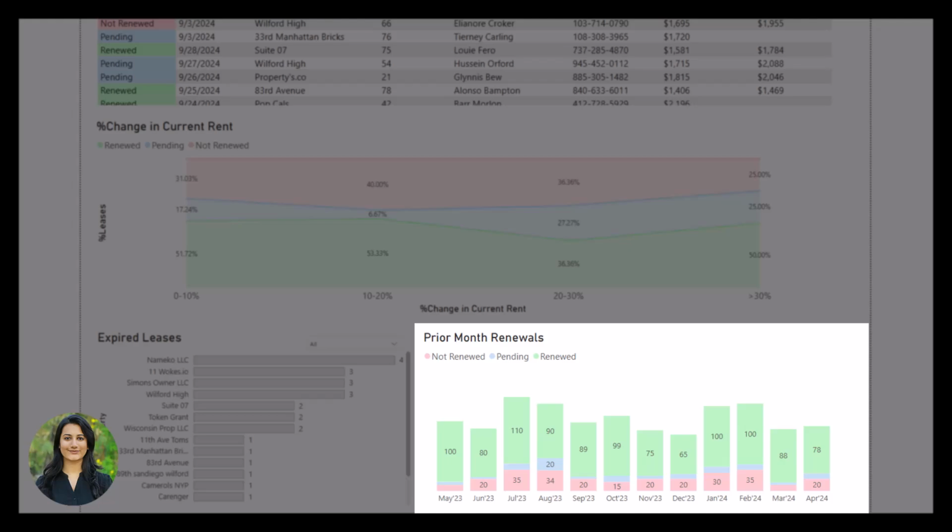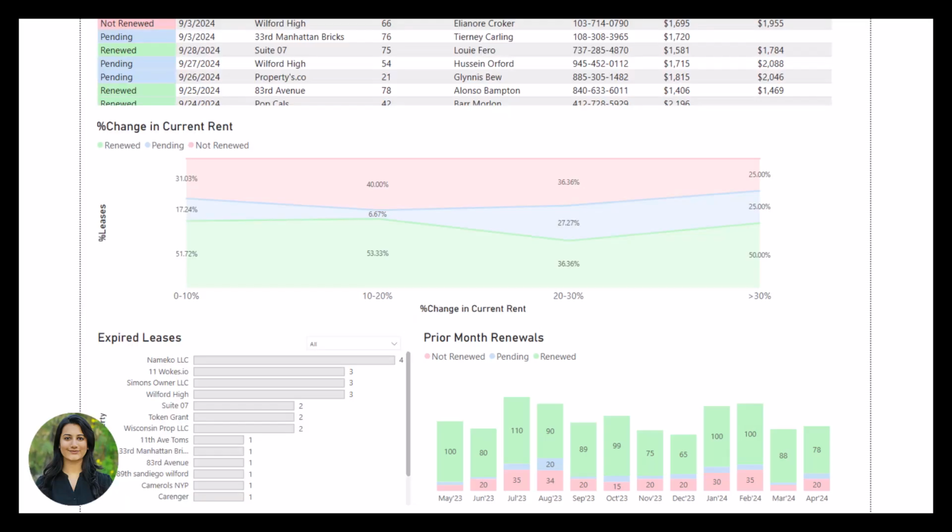This final chart shows how renewals have trended over the past 12 months, helping us identify seasonal patterns. Renewals dropped the most in July, August, January, and February. Planning earlier outreach and engagement during these months could help us improve retention.